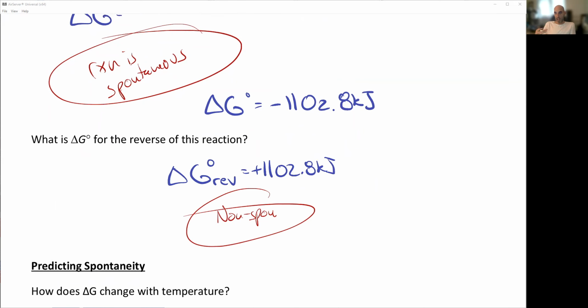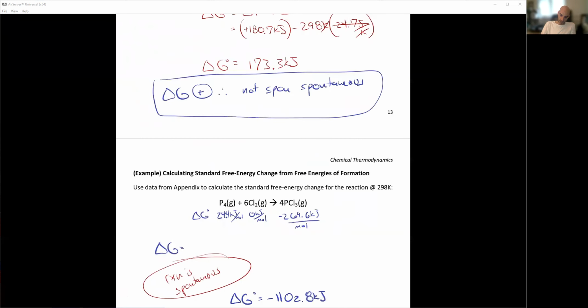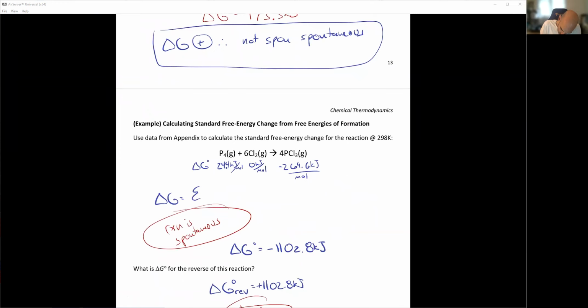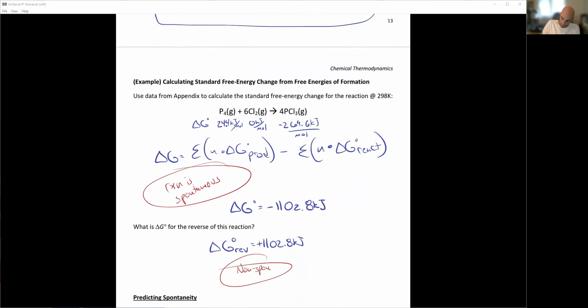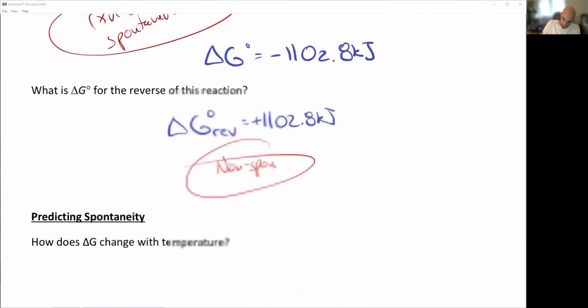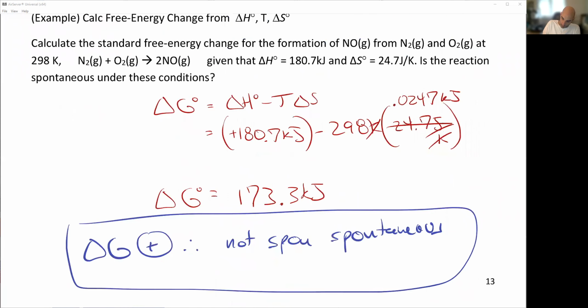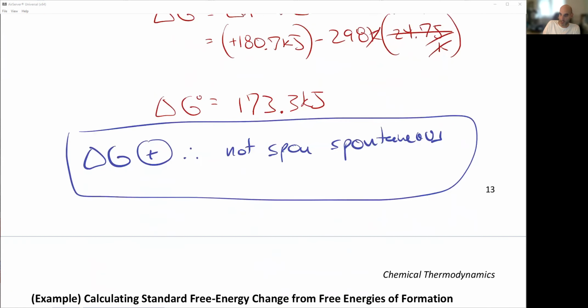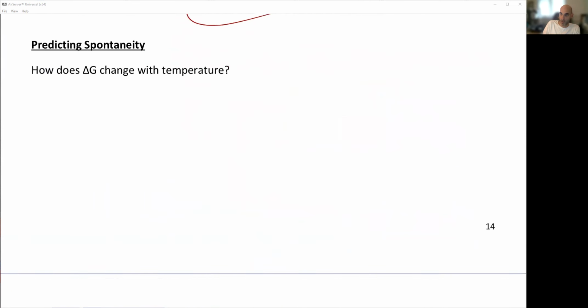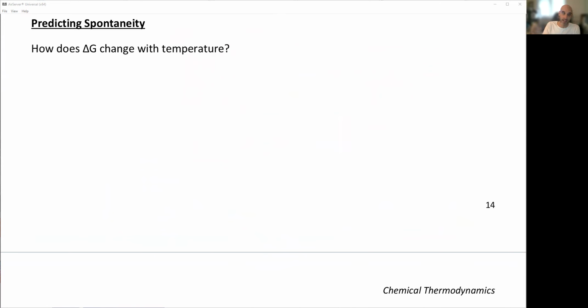Okay, so good. So we know how to calculate delta G's. There's two ways to do it. I either do it with the summation of moles of delta G of products minus summation of moles of delta G of reactants, or we can use actual delta H and delta S values. Again, we can calculate these two values the same way that we just did, and we can solve for delta G, okay? So how do we predict the spontaneity based on temperature?